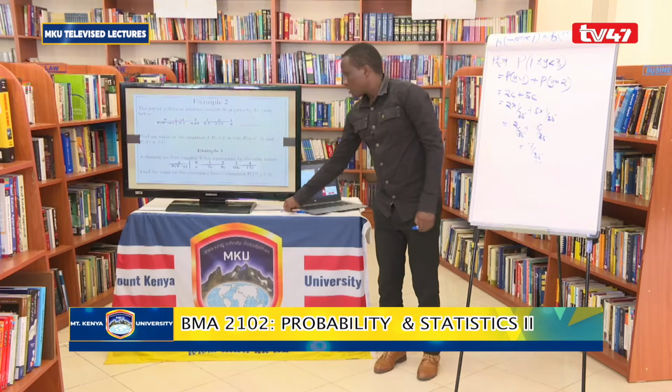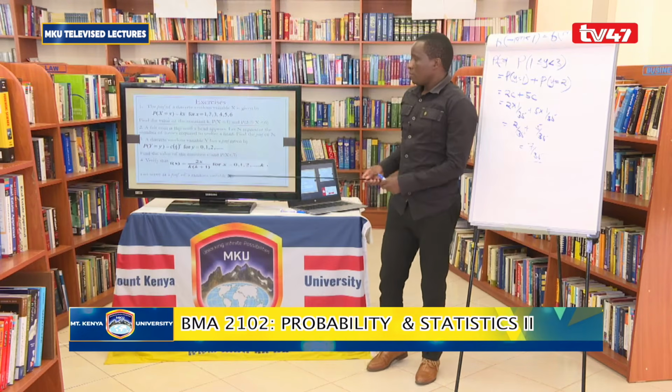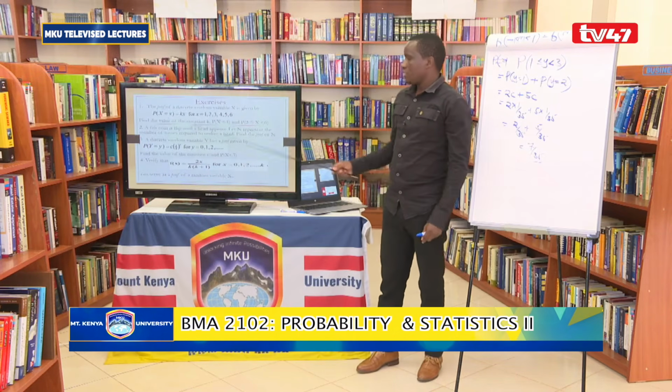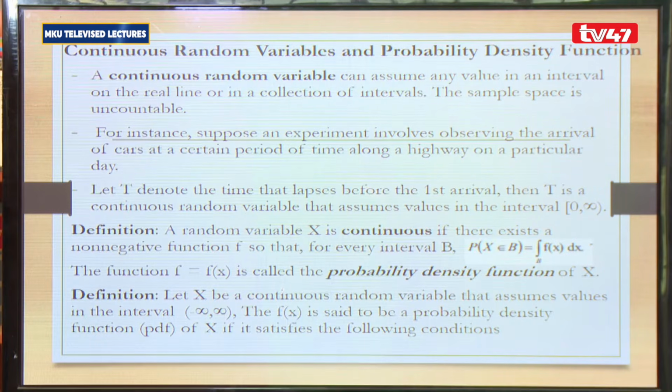Now, we can proceed to the next thing. We have a set of questions here for you to attempt. Then we can look at continuous random variables.